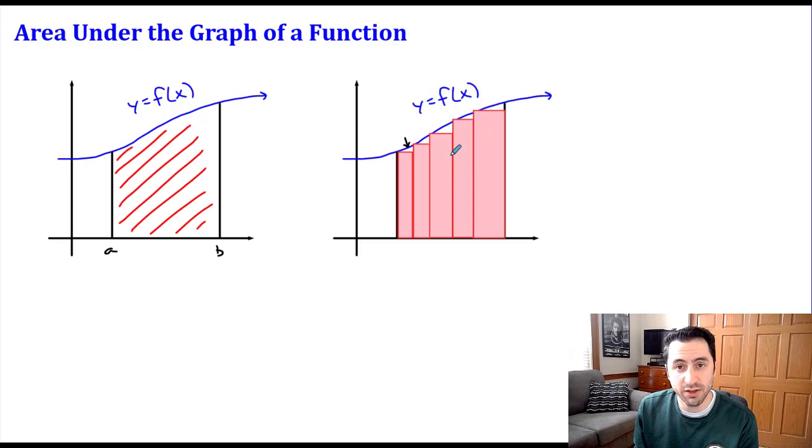And then we can use calculus to say, what if I let the number of rectangles become unbounded? So in other words, what if the number of rectangles approaches infinity? Well, if we can do that, we can come up with the exact area underneath the curve. So to make sense of that a little bit more, I want to go through a very simple example.